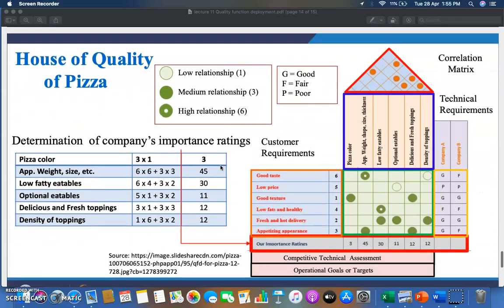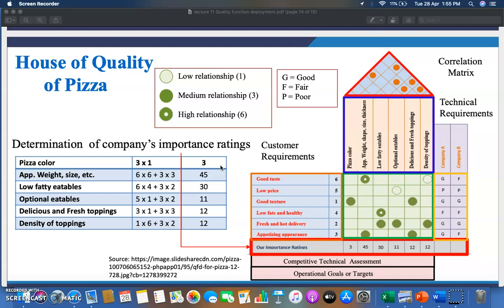Now, taking one example into consideration: this is an example of a house of quality for pizza, a food which a company provides through delivery services. Let's see how we can prepare this. As you can see in the picture, with the help of customer surveys or customer brainstorming sessions, we have finalized the customer requirements, which are: good taste, low price, good texture, low fat and healthy, fresh and hot delivery, and appetizing appearance.